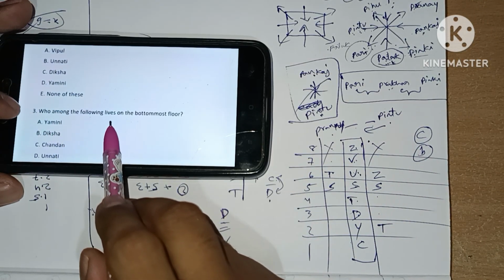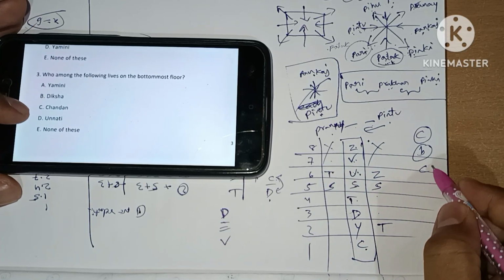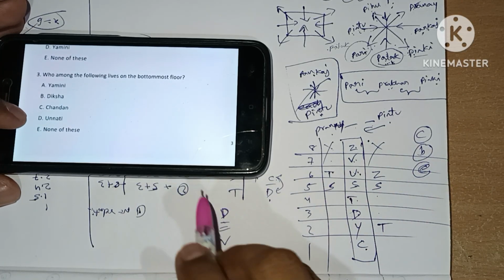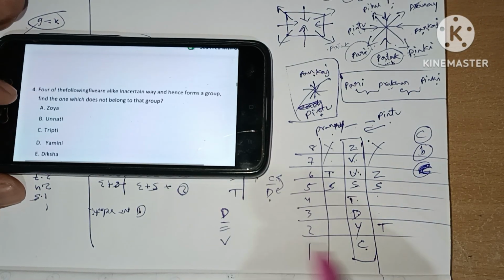Who among the following lives on the bottommost floor? C, Chandan. Option E is our answer. Option C, Chandan, is our answer. Next, fourth question. Four of the five are alike.